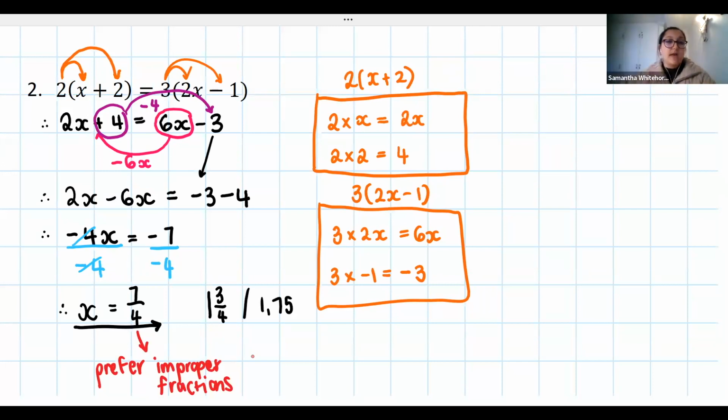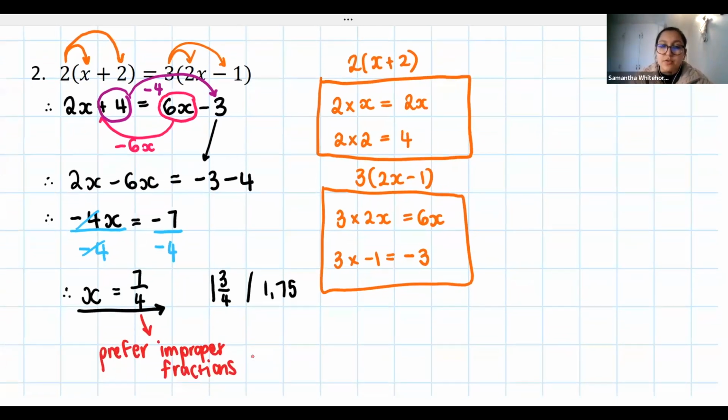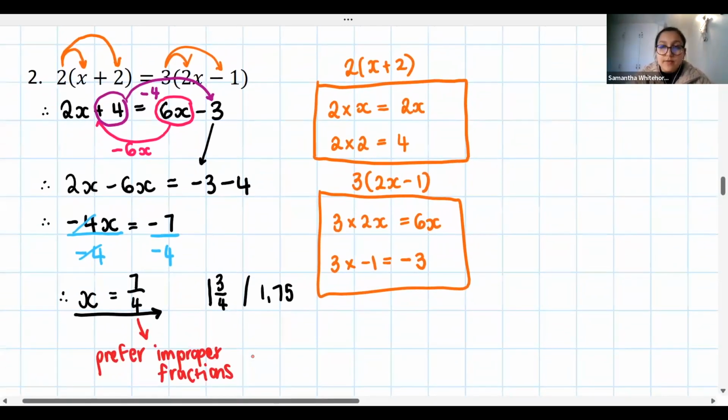So once again, whenever there's distribution, you need to deal with the distribution first. Once you have distributed, you get all your x terms to one side and your constants to the other side. And then you start to solve your equation using your inverse operations. Take your screenshots. If you have questions, now is the time to raise your hand and ask.